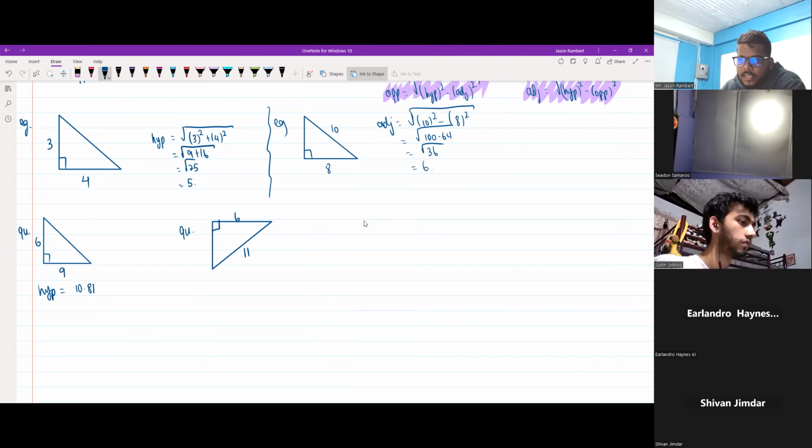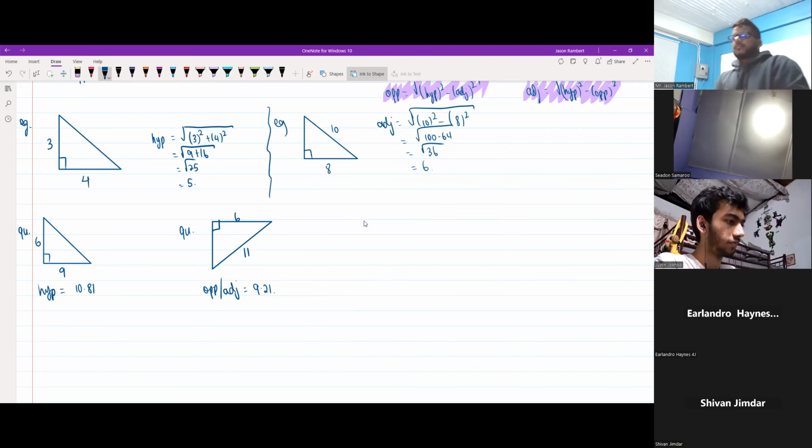At the end of the day, what did you all get for the length of this side? 9.21. This is the opposite slash adjacent, if you want to call it either. Can everyone confirm 9.21? Yes, sir. Cool. So whenever you see a right angle triangle and you have two sides, use Pythagoras' theorem.